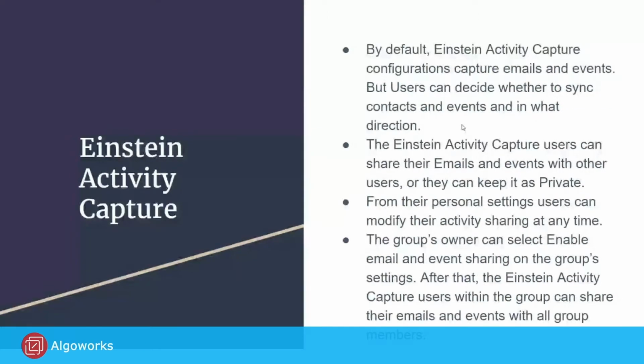By default, its configuration captures email and events, but users can decide whether to sync contacts or events and in what direction. Users can share their emails or events with any user, or they can keep them private. Users can modify their activity sharing at any time using their personal settings. The group owner can select enable email and event sharing in the group settings. After that, any email or event can be shared with all the group members.